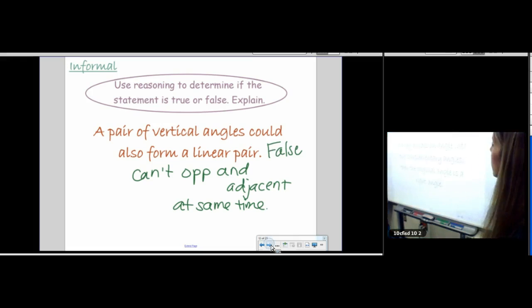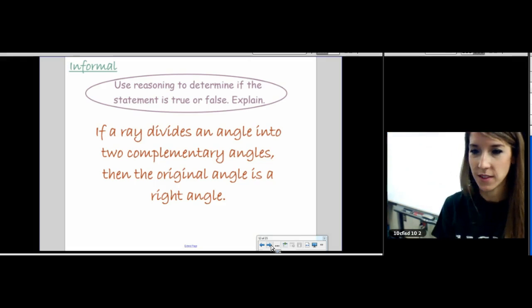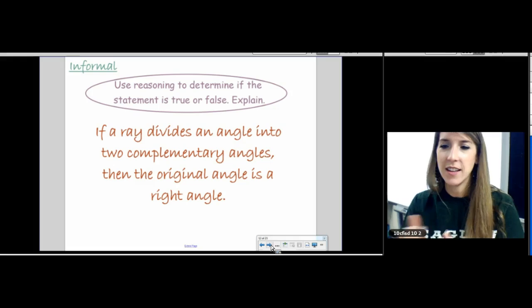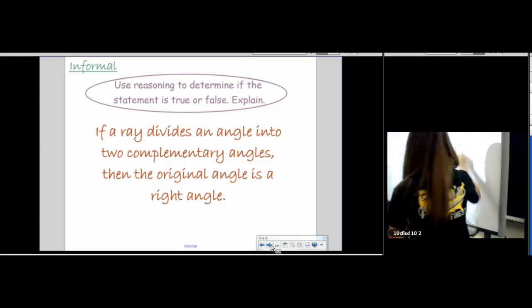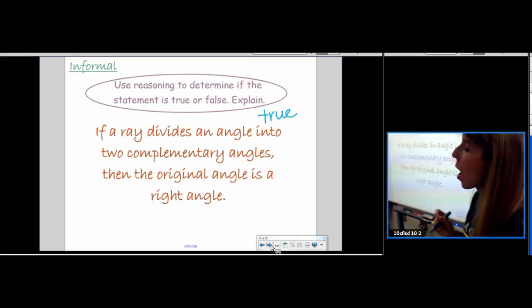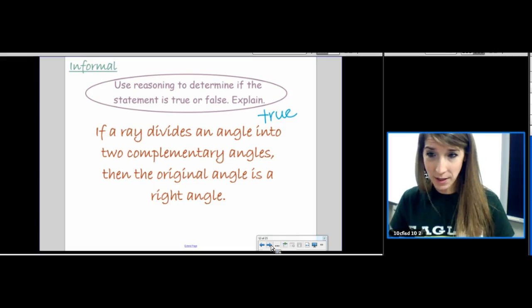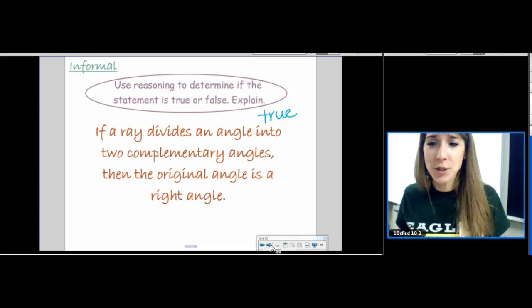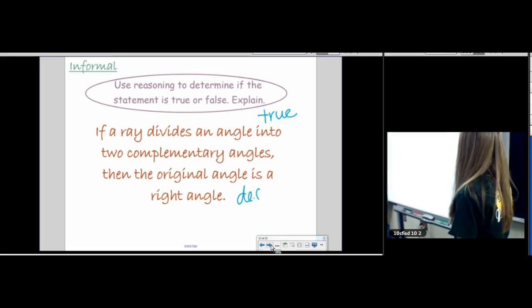Okay. If a ray divides an angle into two complementary angles, then the original angle is a right angle. True or false? This is absolutely true. If a ray divides an angle into two complementary angles, it didn't say congruent. It says if it divides it into two complementary angles, then the original angle had to have been a right angle. And we would back that up with the definition of complementary.